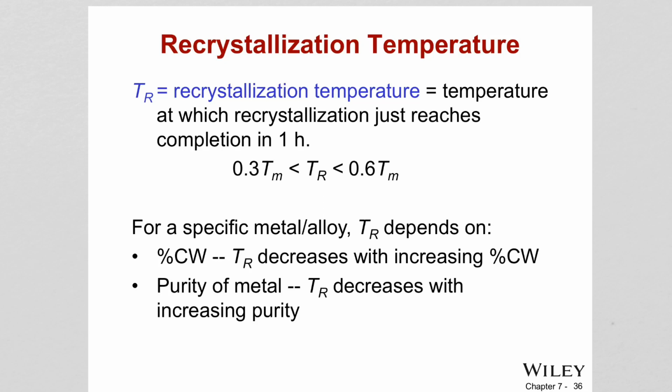So the definition of recrystallization temperature. What is the recrystallization temperature? It is the temperature at which the recrystallization reaches completion in 1 hour. So they did experiments, kept each type of material 1 hour, and then figured out that temperature. This of course will depend on what type of material you have, but that is in the range of 0.3 times the melting point to 0.6 times the melting point.